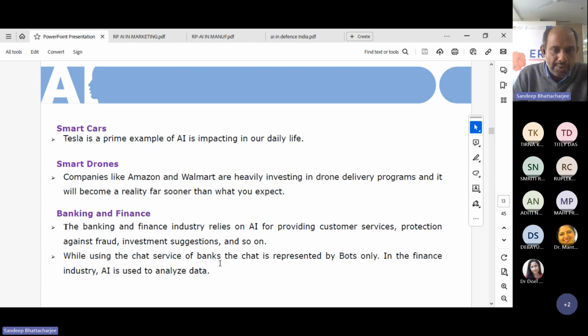So in the finance industry, of course, AI can also be used to analyze data. It's not only helping customers, but it is also helping the managers of those systems to do some kind of analysis of that data, right? Based on analysis of your data, it can predict what kind of future investments you can make, or what kind of investments are most suited to you according to your investment pattern.